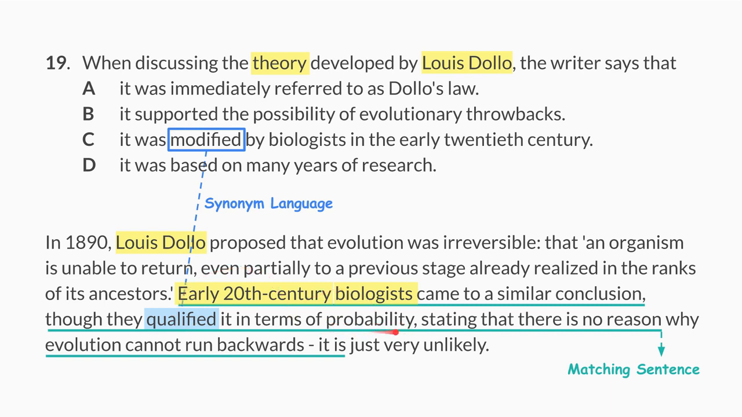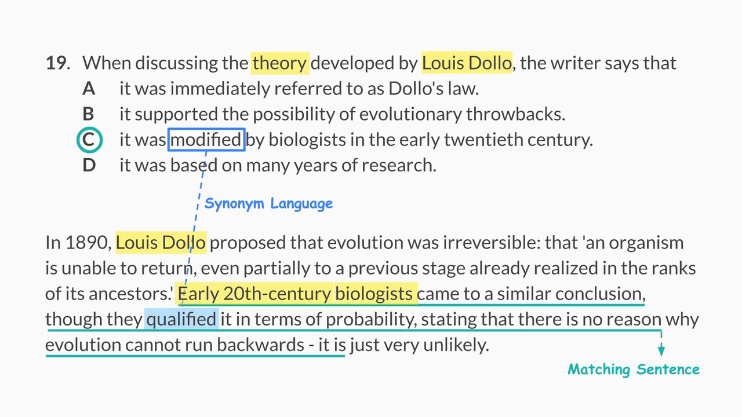So by probability, they're saying that evolution might be able to run backwards. There is no reason why it cannot run backwards. It's just very unlikely. The probability is very, very low. Okay, so that is synonym language, and so we found our answer. The answer is C. And what are you going to do after you have answered the question?